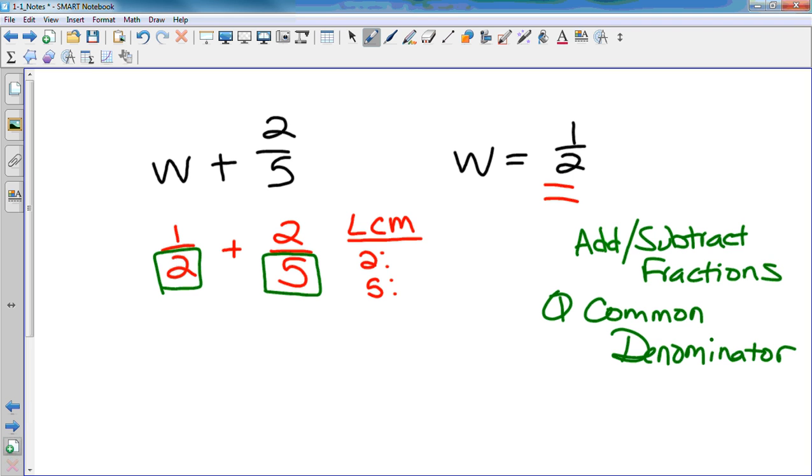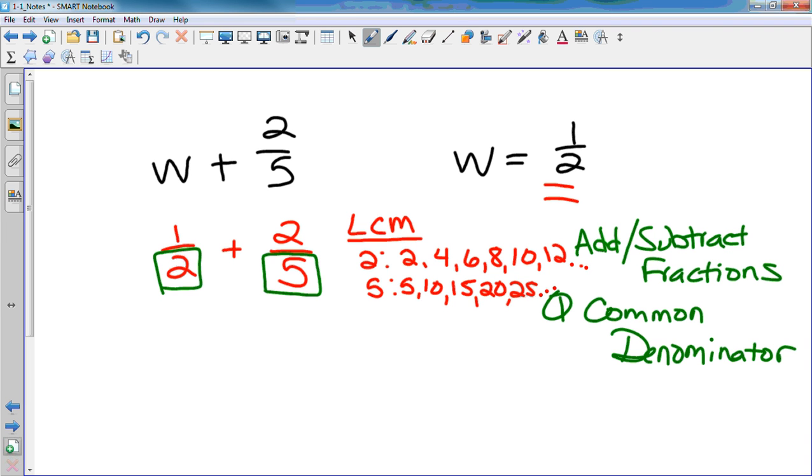So I have 2. I'm going to write all the multiples out of 2. Okay, so it's 2, 4, 6, 8, 10, 12, and I can keep going, right? So I'm going to stop there for now. Okay, then I'm going to go to 5. I'm going to write 5, 10, 15, 20, 25, and I can keep going. Okay, I'm going to stop there for now.